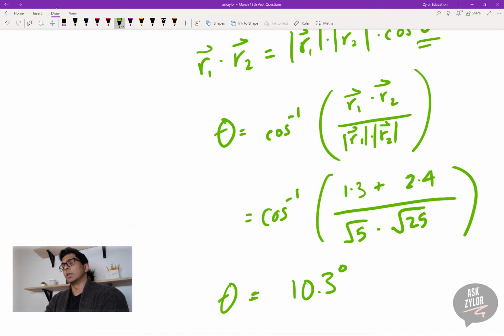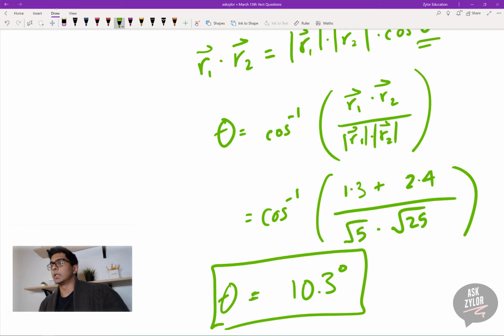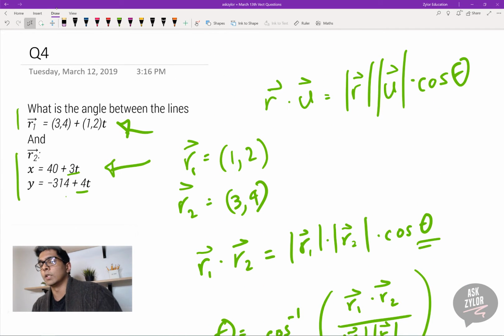If you have any questions, once again, please send them in. So this is how I found what the angle between the lines was.